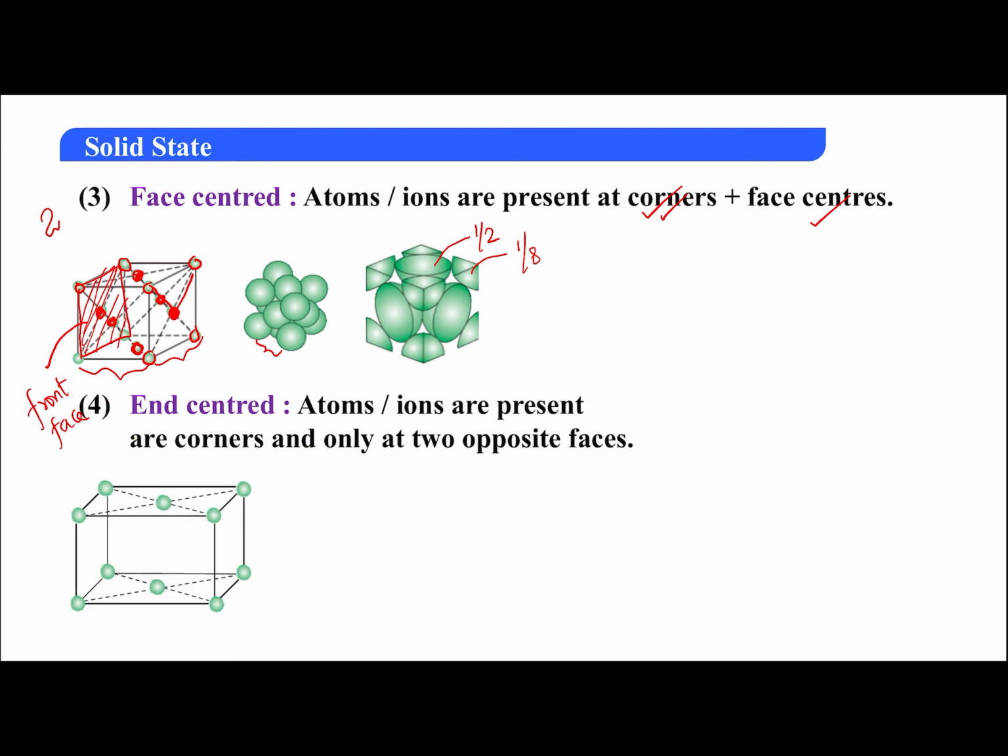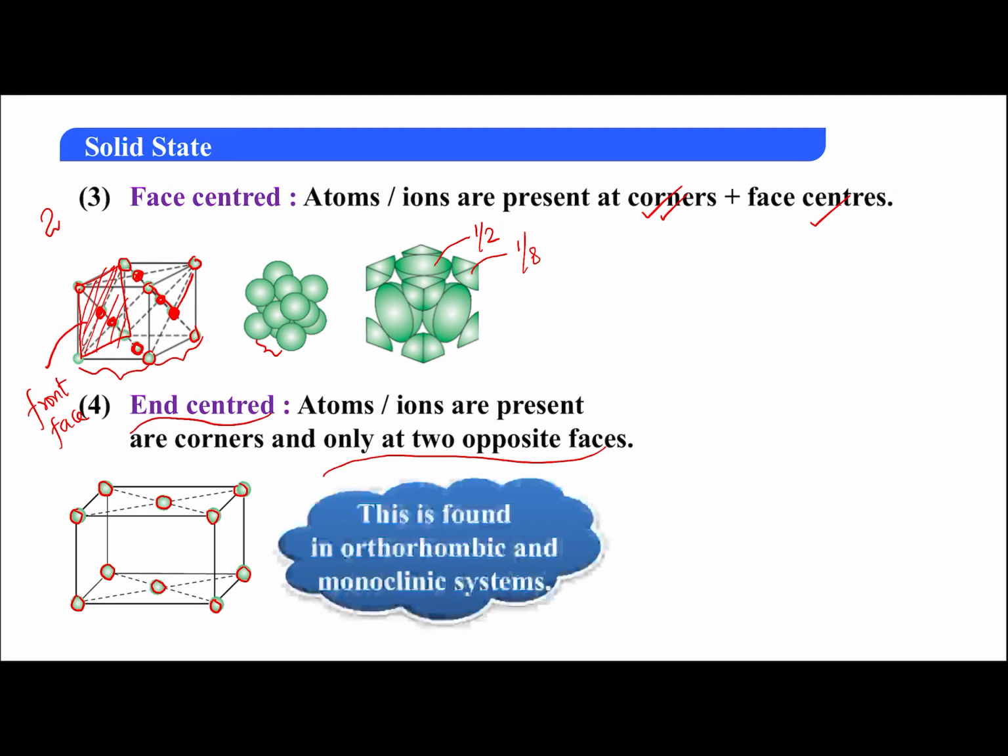End centered. Now, what is end centered? You have corners as usual. Every system has 8 corners. That's for sure. All of them have corners. But in this case, you have face centers only at 2 places, not at all the 6 places, and that too opposite to each other. Such a type of system is called end centered, and this is found only in orthorhombic and monoclinic. That means it is found only in 2 crystal systems.